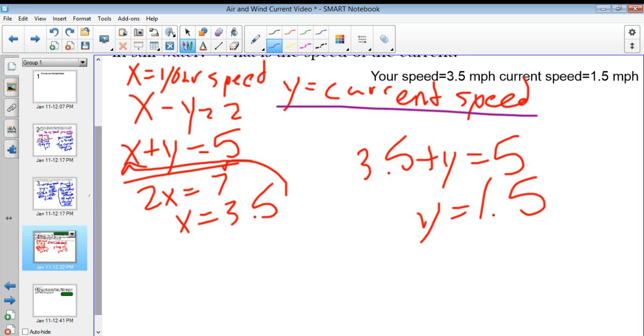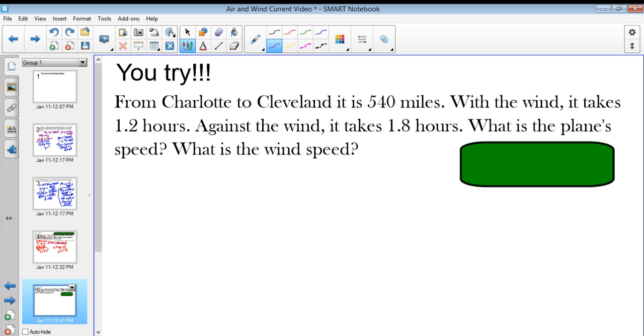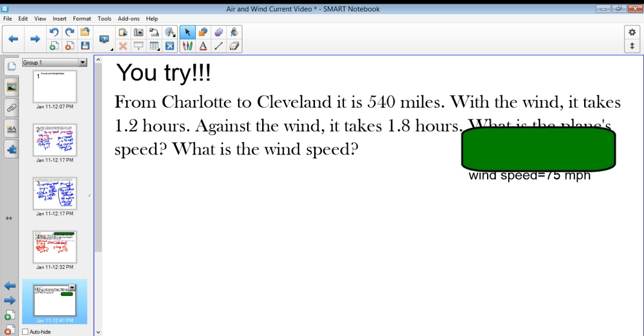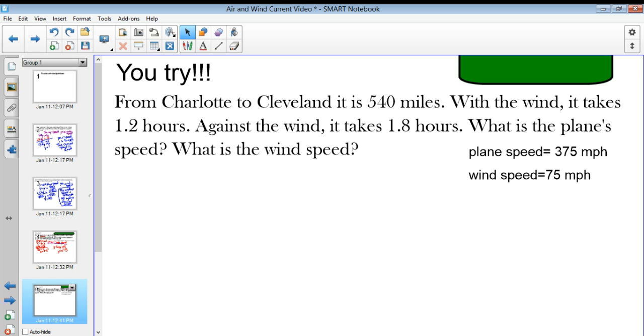Okay, next problem. Pause the video here, try it out, come back to the answer. Okay, if you have completed this problem, you have found out that the plane speed was 375 miles per hour and the wind speed was 75 miles per hour. Make sure that you have taken detailed notes on this, as I will come and check them tomorrow, or your teacher. But if you got it right, stop the video and have a great evening. If not, stick around, I'll explain it.